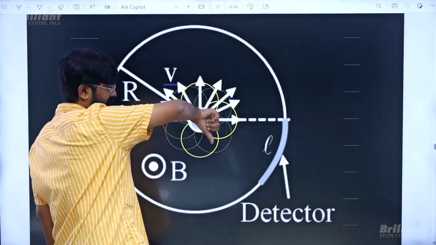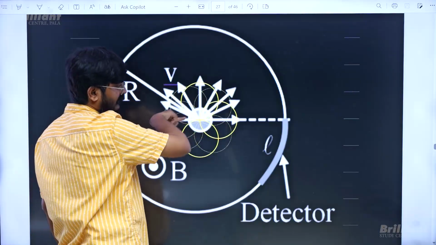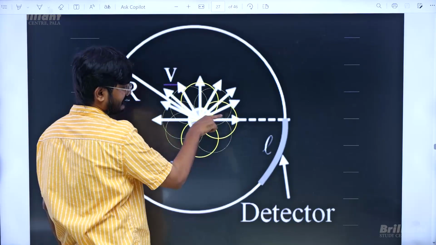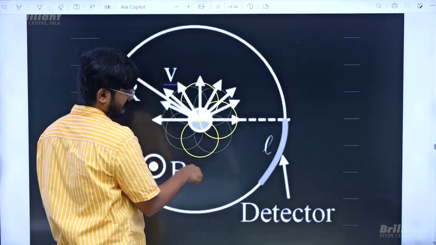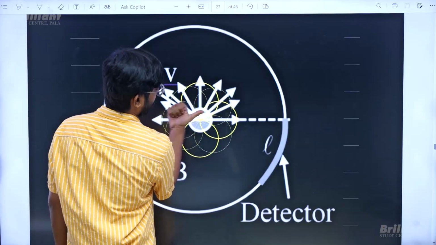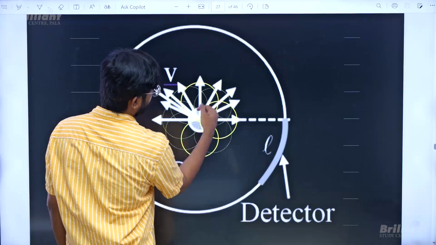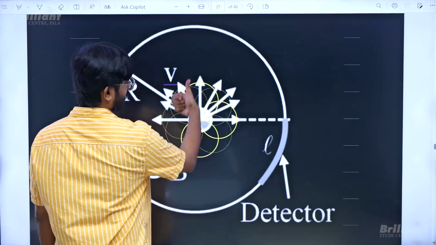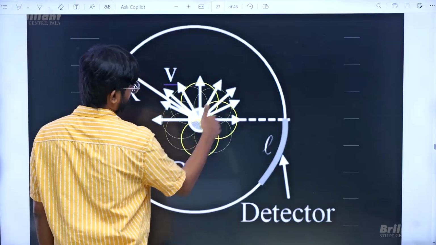Now if I talk about this particle, velocity is this way, magnetic field is this way, so force is going to be this way. Velocity is this way, force is this way. So this one is going to perform this circular motion. Similarly, this one, velocity is this way, v cross B, force is this way, it is going to perform this circular motion. Now this one, v cross B, center is this way, so it is going to perform this circular motion.